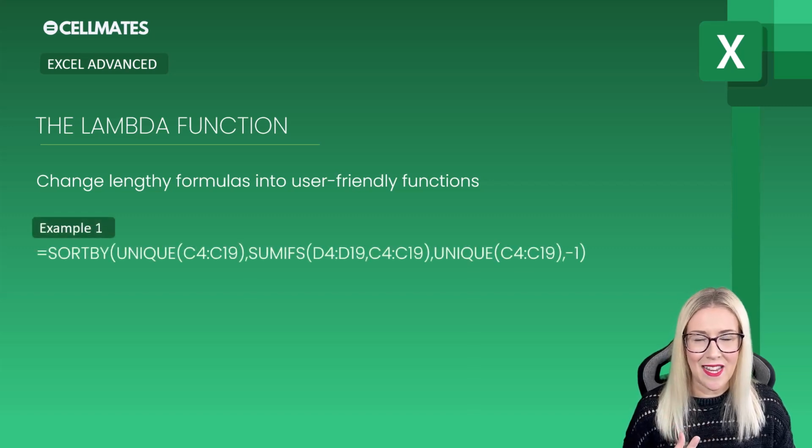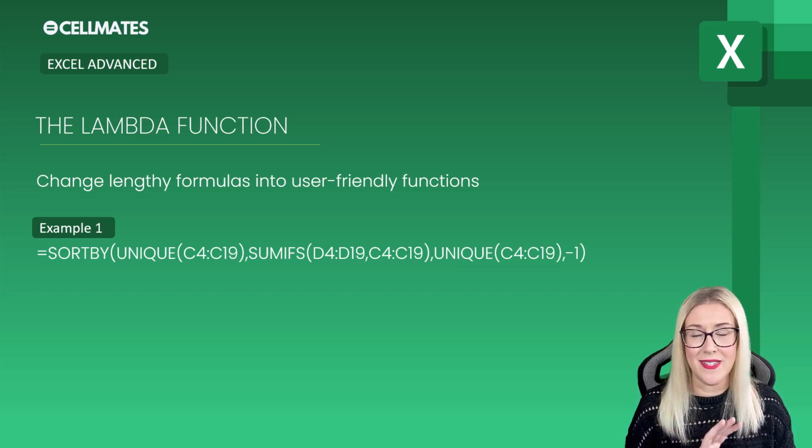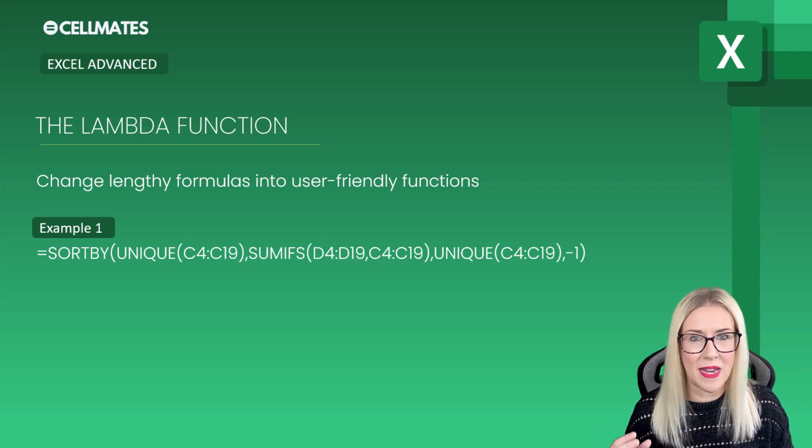Now, let's say we have quite a lengthy formula in Excel. And you can see here that I've got a sort by formula that uses unique and sum ifs, and you can see that we have some cell ranges in there. Now, you don't need to worry too much about what this is exactly doing. I'm really just trying to show you an example of a long, more complex formula.